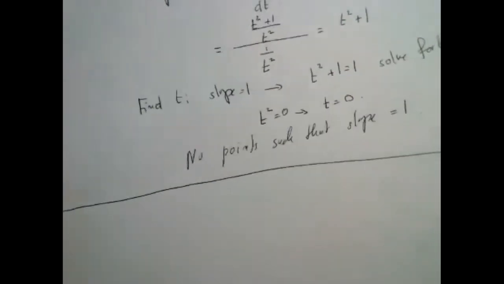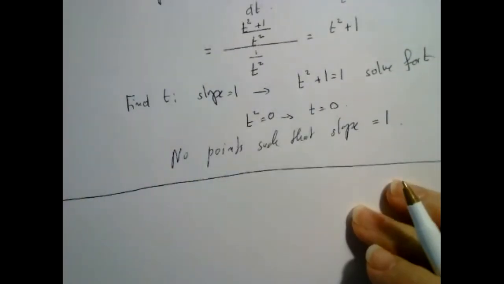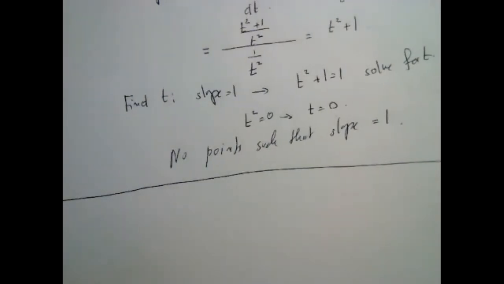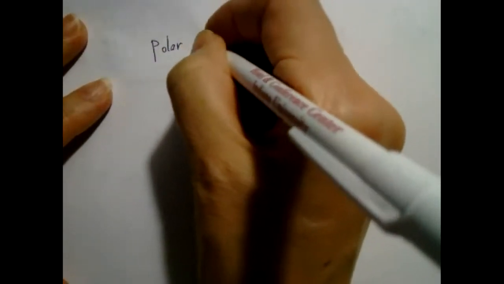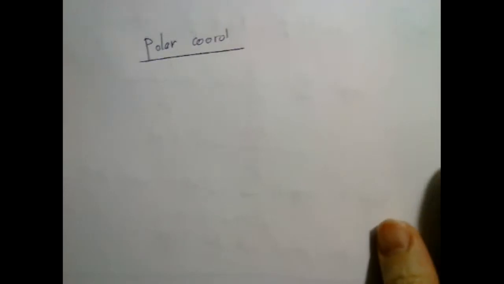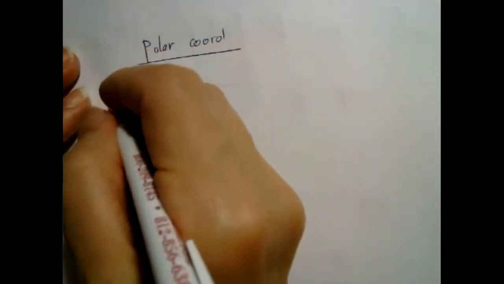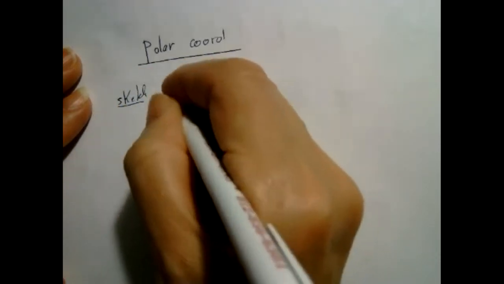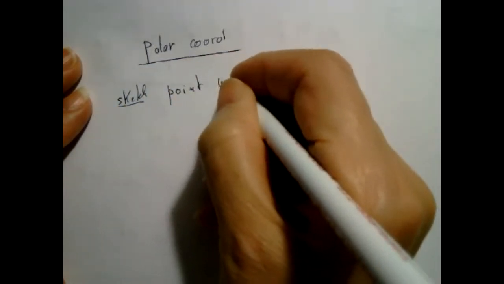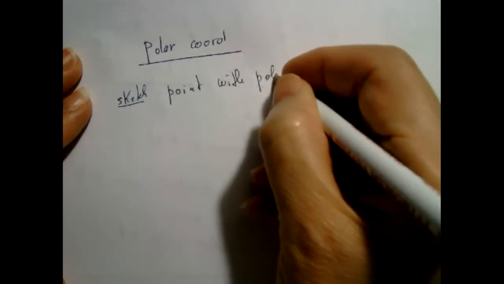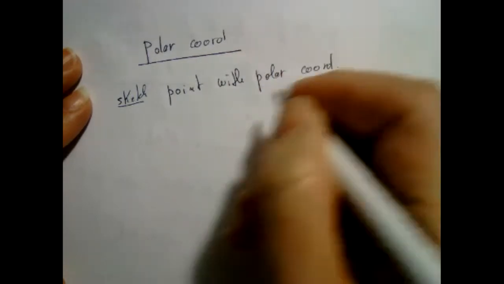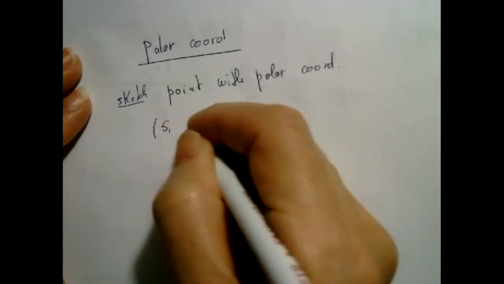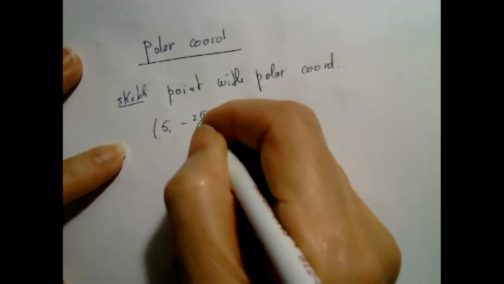So back again, if I move the paper too fast, let me know. So back to polar coordinates. Yesterday we introduced them as a different way of locating a point in the plane, and we sketched some points. So let us say you want to sketch the point with polar coordinates. First, I'm going to take positive one, let us say 5, minus 2 pi over 3.